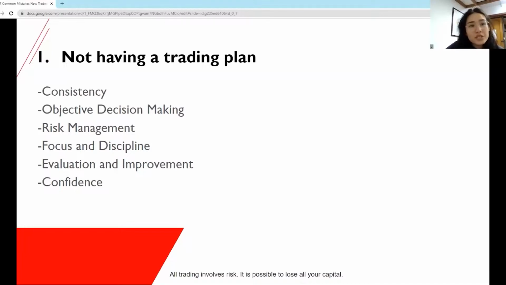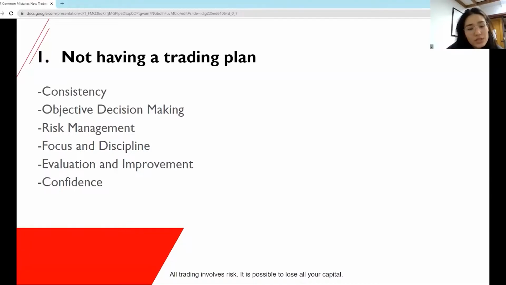Next, we have evaluation and improvement. A trading plan serves as a reference point for evaluating your performance. By keeping a record of your trades and comparing them to your plan, you can identify strengths and weaknesses in your trading strategy. So this allows you to make informed adjustments and continuously improve your trading approach over time.